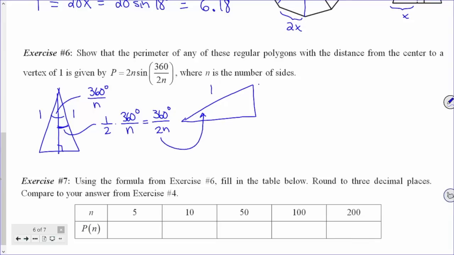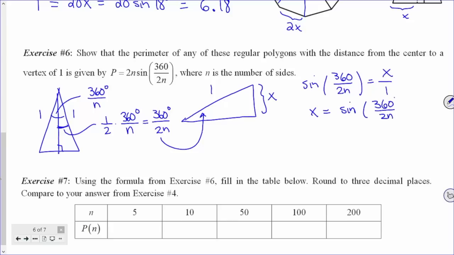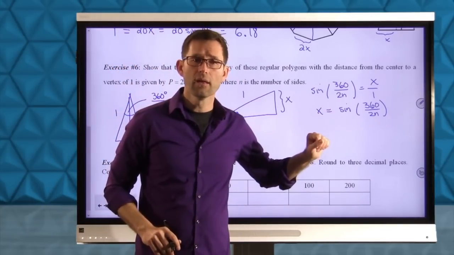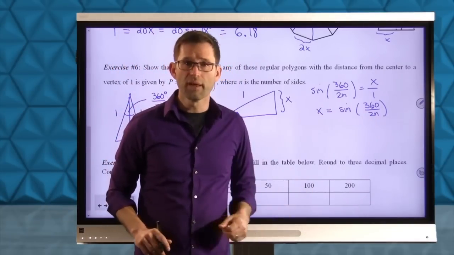If we call this x, though, just like we did before, then we could say the sine of 360 divided by 2n is equal to x, the side opposite, divided by the hypotenuse, 1, which would then tell us that x was just equal to the sine of 360 divided by 2n. And again, this is exactly what we did when n was equal to 10.